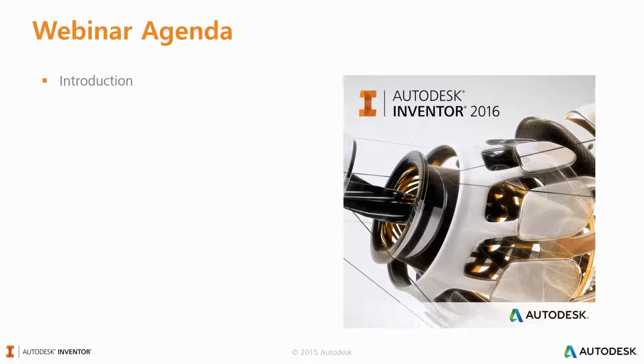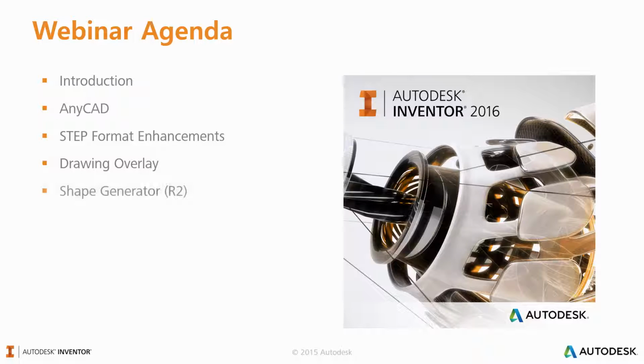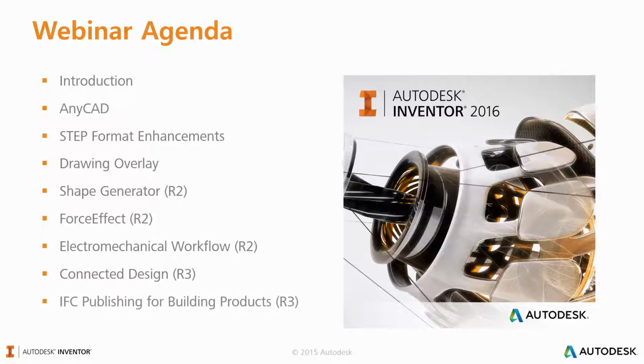Okay, so let's just have a quick look at the agenda for today. We'll do a brief introduction, then work through looking at the AnyCAD changes and a number of other changes that came about as a result of the 2016 release in itself. Follow this on with some of the additional features and functionality that came out with the R2 release. And then finally look at a couple of the new features associated with the R3 release.